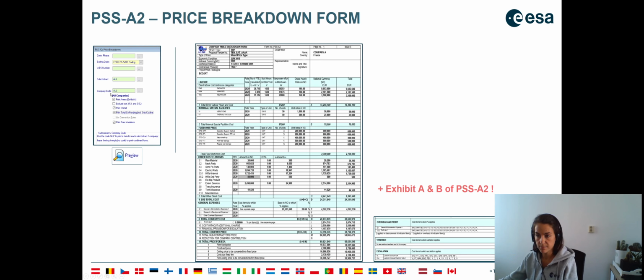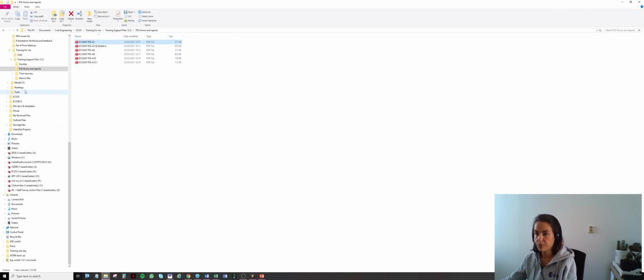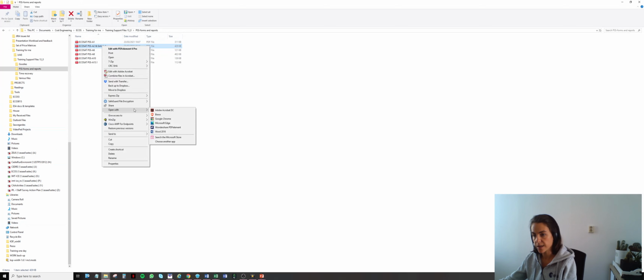So let's click on the exhibit A. We can print details, print co-funding, we can print everything, and here we exclude cat 1 and 2, so we don't want to exclude anything. We just want to print our PSSA2 form like this. So I've done it, and here is the result in the case of our training.